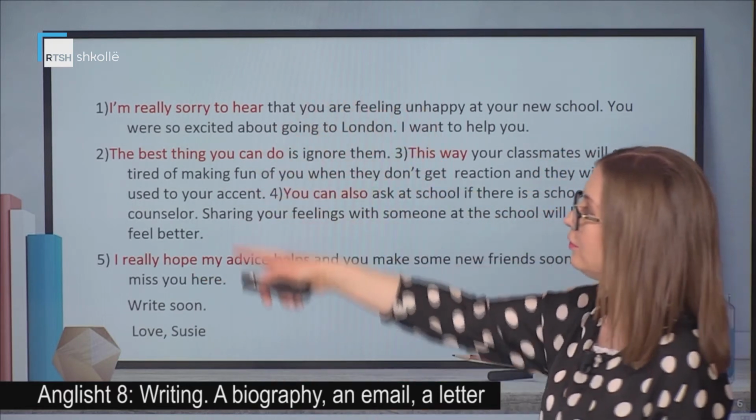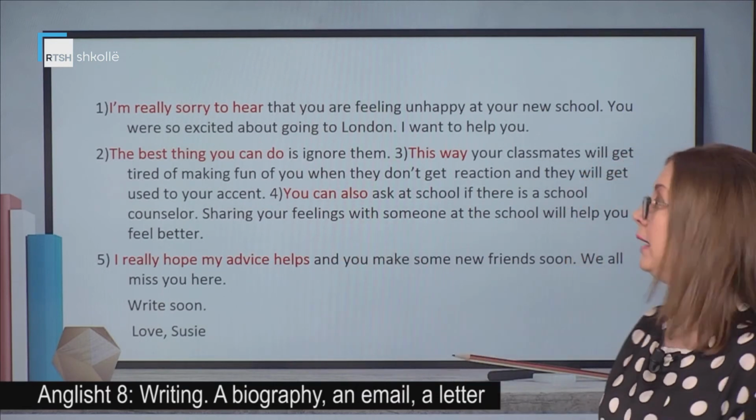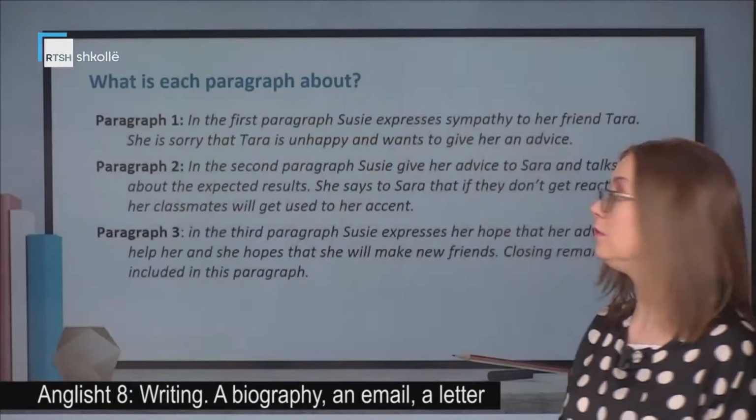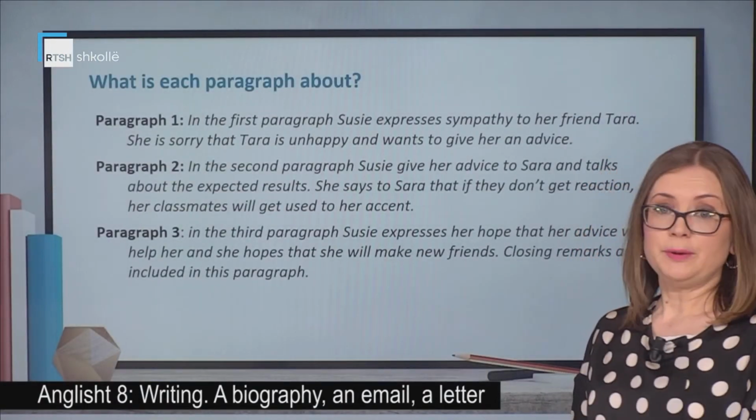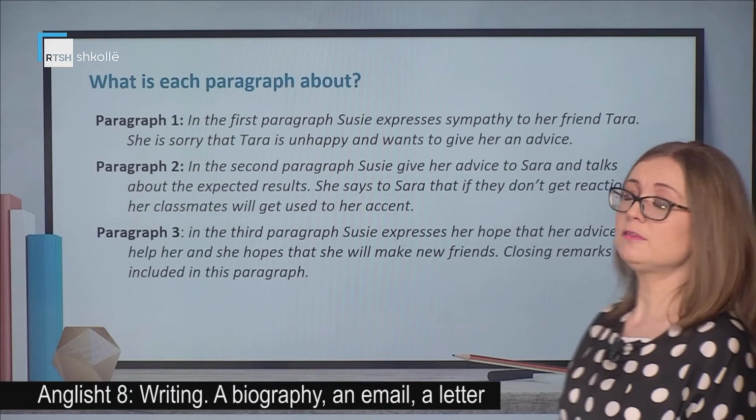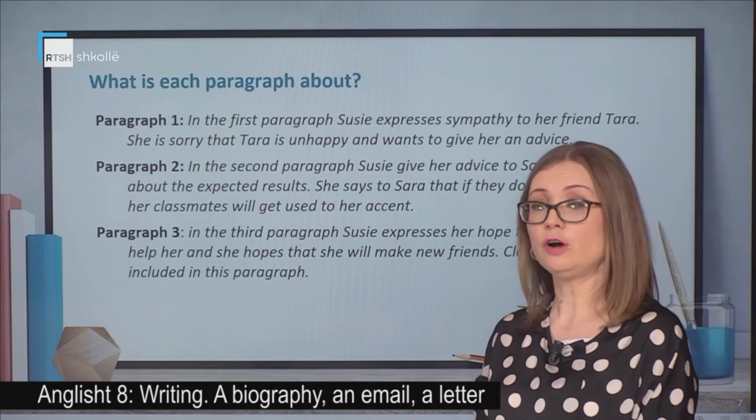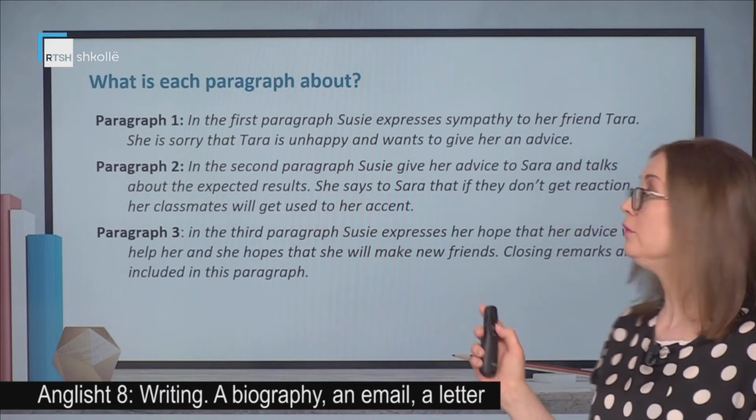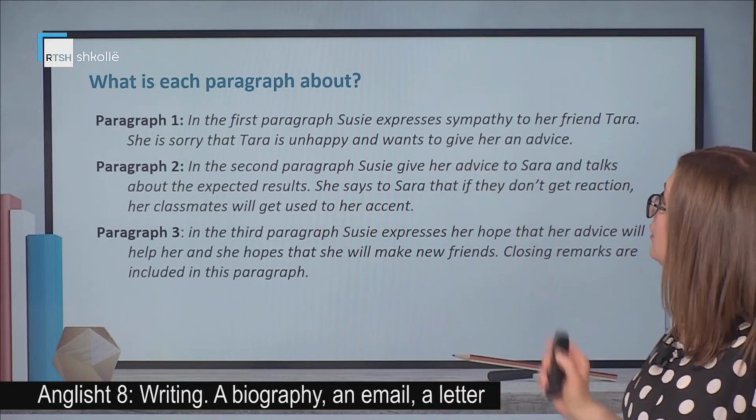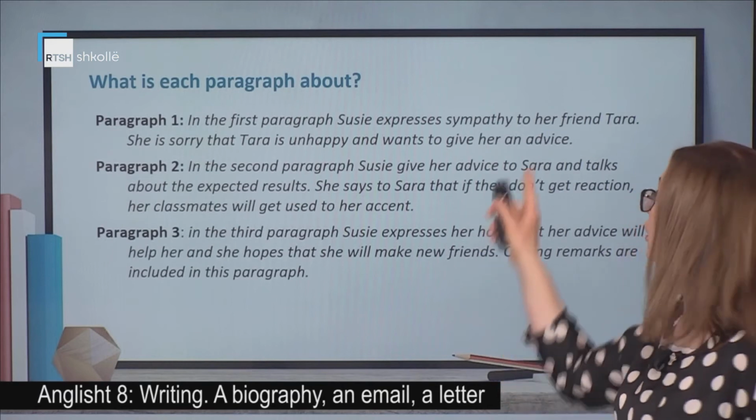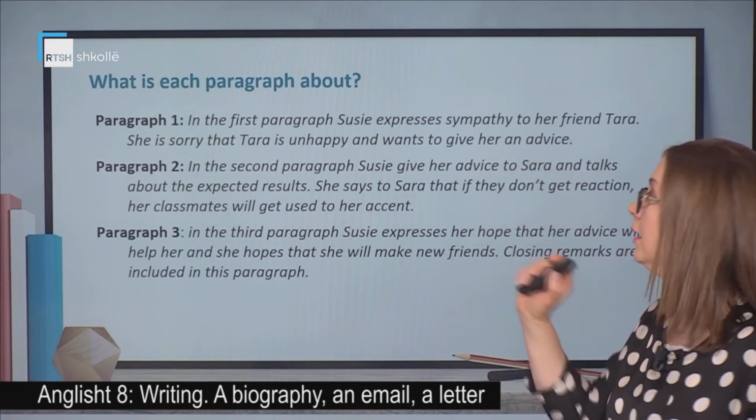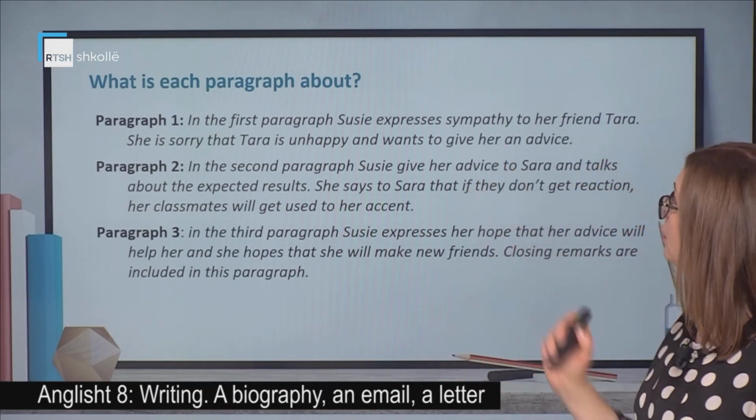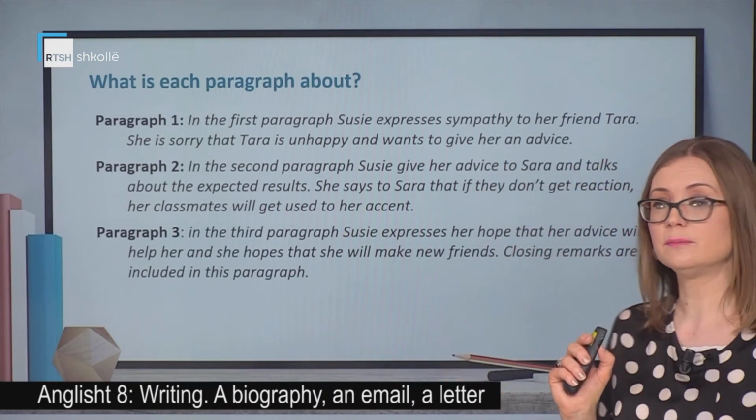Have a look at the structure of the email. Actually, we're going to talk about it. We have 3 paragraphs in the email, and let's find out what each of them is talking about. In the first paragraph, Susie expresses her sympathy to her friend Tara, and says that she's sorry that Tara is unhappy, and wants to give her advice.